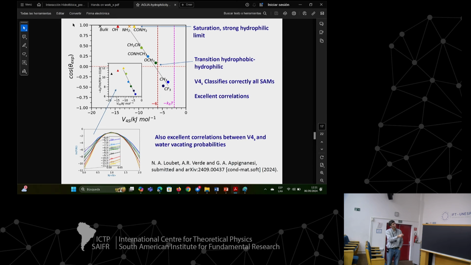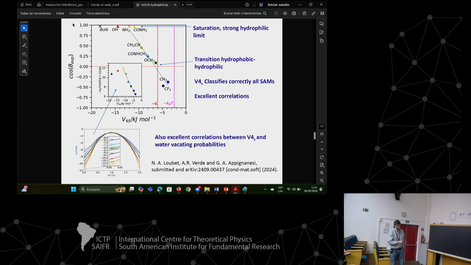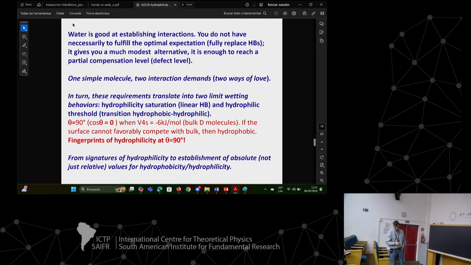And again, you get here kind of saturation limit. These are the kind of calculations. You look at the n average, and you calculate when the probability is 0. You are calculating the probabilities of having an empty void in the observation volume. And this also works well. So water is good at establishing interactions.